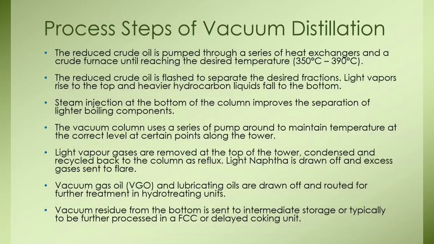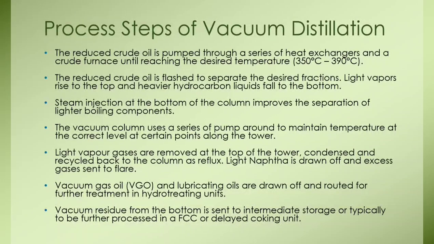Now next come the process steps of vacuum distillation. What are the steps followed in vacuum distillation? The reduced crude oil, that is the bottoms of the ADU, is pumped through a series of heat exchangers and a crude furnace until reaching the desired temperature, from 350 degrees Celsius to 390 degrees Celsius. The reduced crude oil is flashed to separate the desired fractions.